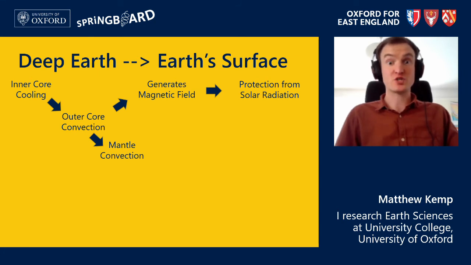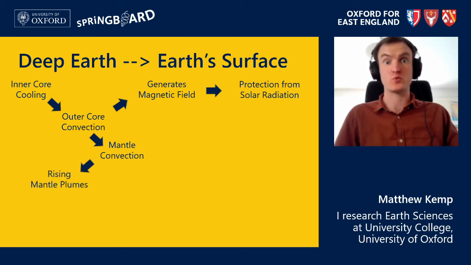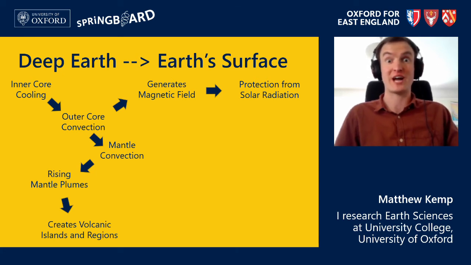The cooling of the outer core generates convection in the mantle, which manifests itself as rising mantle plumes, which when they reach the surface cause hotspot volcanism, creating volcanic islands and various volcanic regions. And these volcanoes let off a lot of gases into the atmosphere, and that changes the climate.